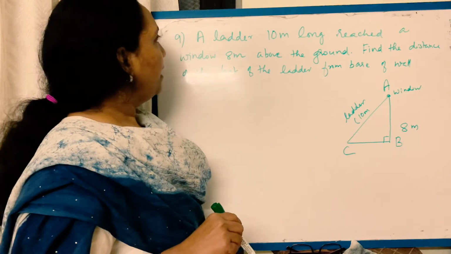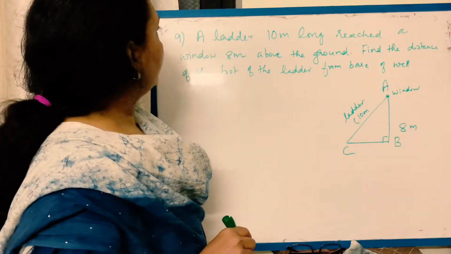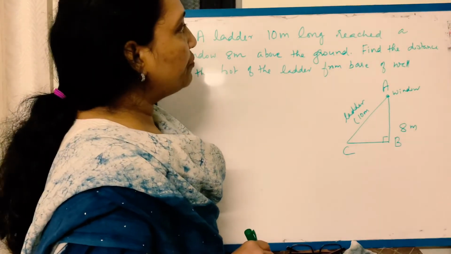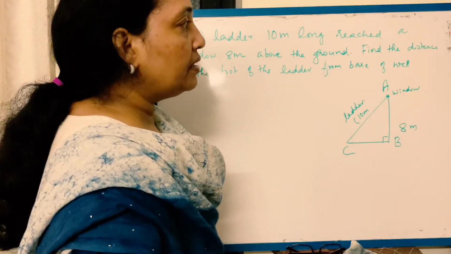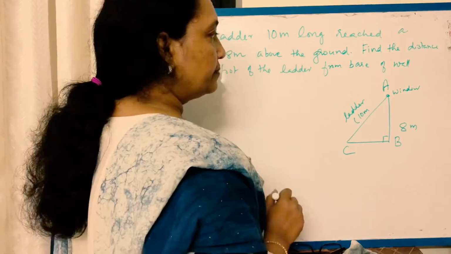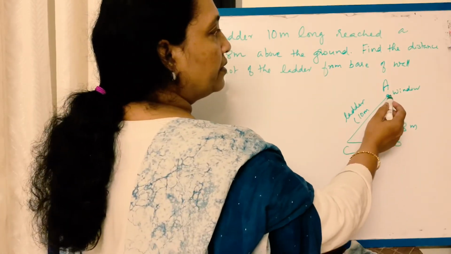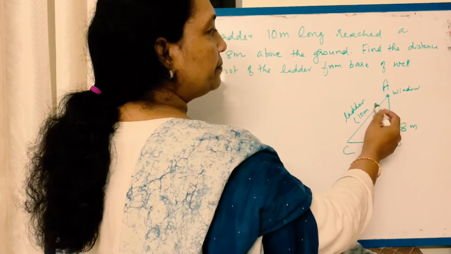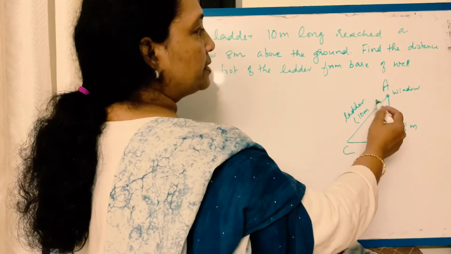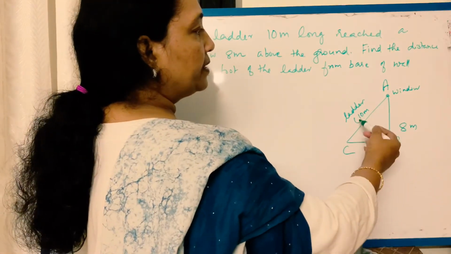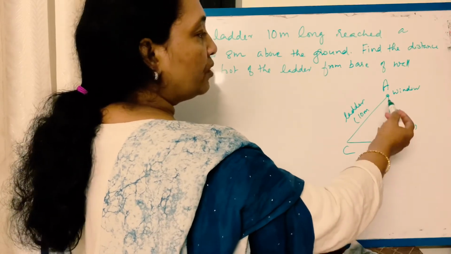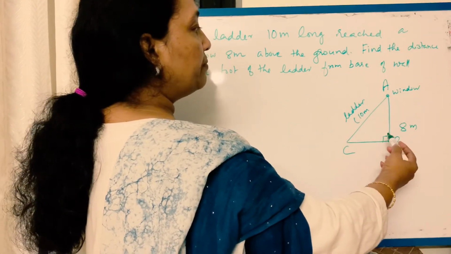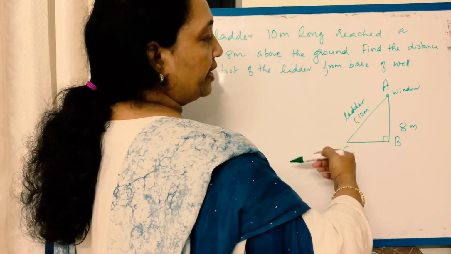Question number 9. A ladder 10 meter long reached a window 8 meter above the ground. Find the distance of the foot of the ladder from the base of the wall. Okay, look at the figure. Window is here at the point A. Ladder is placed like this, that means AC, that is 10 meter, and the wall is AB, and the wall and the ground are making a right angle there.